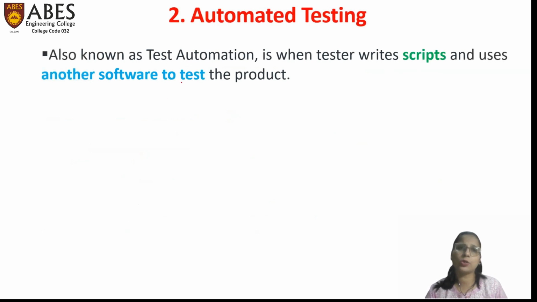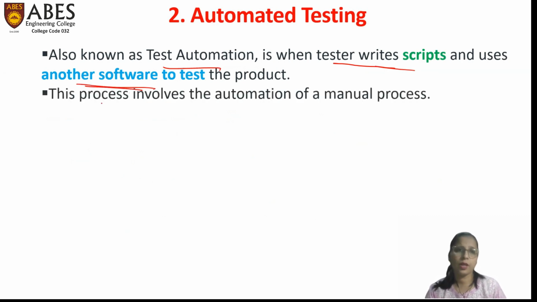Automated testing is also known as test automation. It is when the tester writes down scripts. A script is like a small program where, whenever the team runs it, the script executes and automatically takes the various inputs included in that program, checks each and every input, observes the output, and records it in a file. So it uses another software to test the product. This process involves the automation of a manual process.